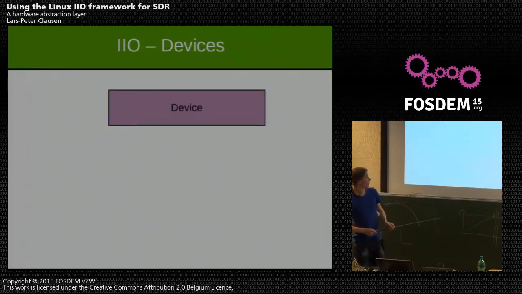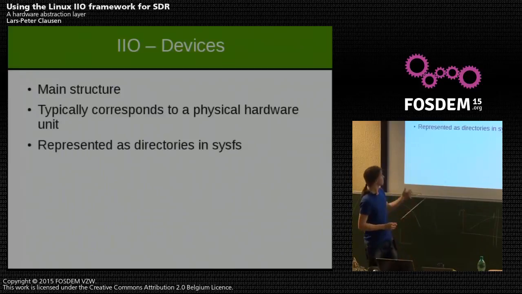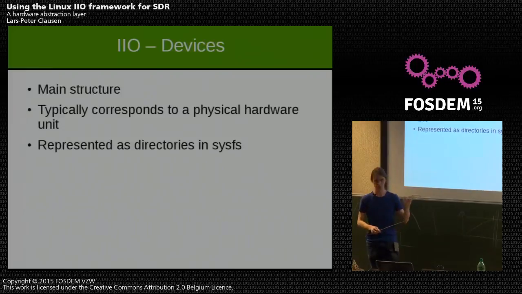And what you have in I/O as the starting point is the device. That's the main entry point. So if you have a physical device, typically you get an I/O device as a corresponding software structure, which you can reference and work with. You don't always have exactly a one-to-one mapping. If you have one physical hardware device that implements two logical functions, you would typically register two I/O devices, one for each function.